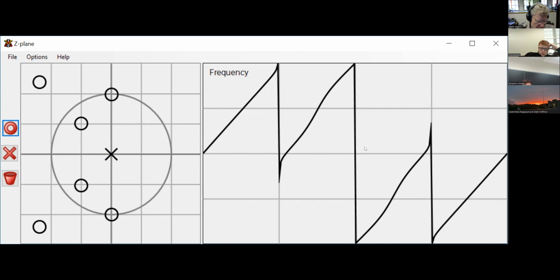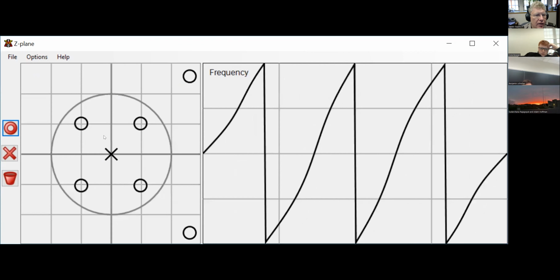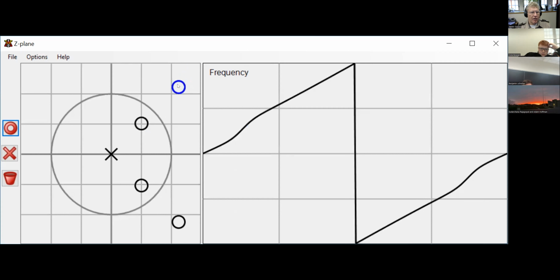Let me do an even easier one. I'll do one here, one out here, and we'll get rid of the others. How about that? It's a little ugly. I've got a knee in there someplace that I can't quite get rid of. That's pretty close. Okay. So we've got this linear phase filter.